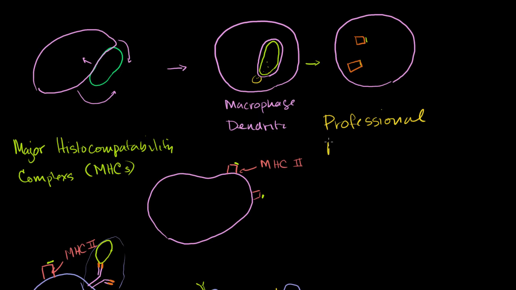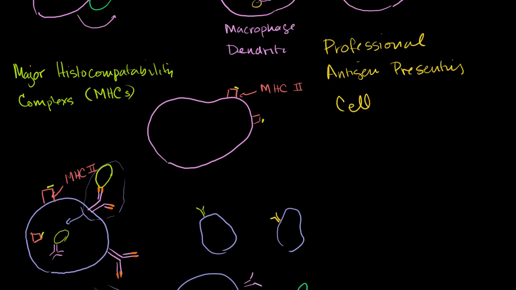But these are called professional antigen presenting cells. And the antigen in question is this little piece of the actual thing that you're trying to track, that little actual part of the pathogen. So it's presenting the antigen. It's professional because it does this: it takes pathogens from outside of our cells, in the fluid of our system, and then engulfs them, breaks them up, and then presents them.